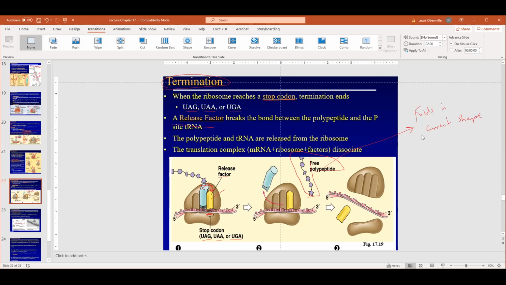And the release factor causes the ribosomal subunits to break apart. So everything at termination, when it hits this release factor, everything is released, and translation completely ends.